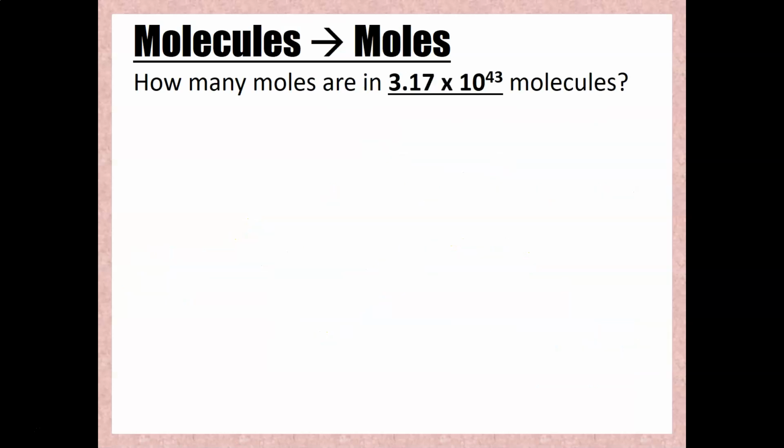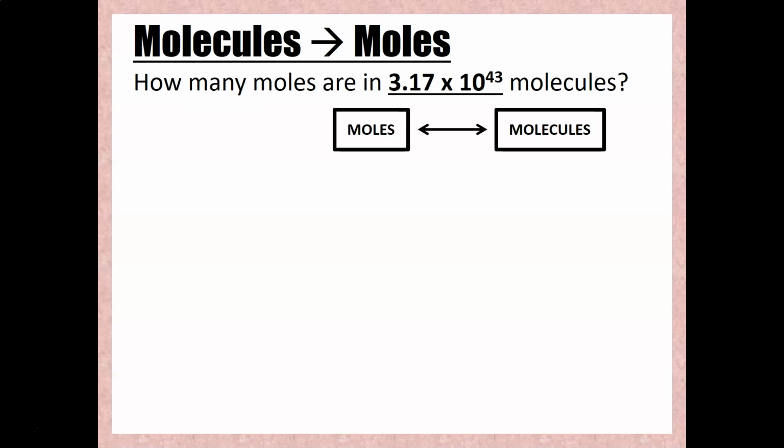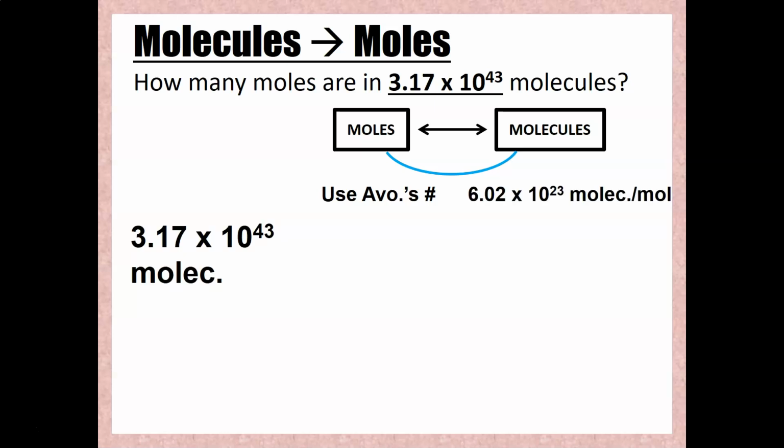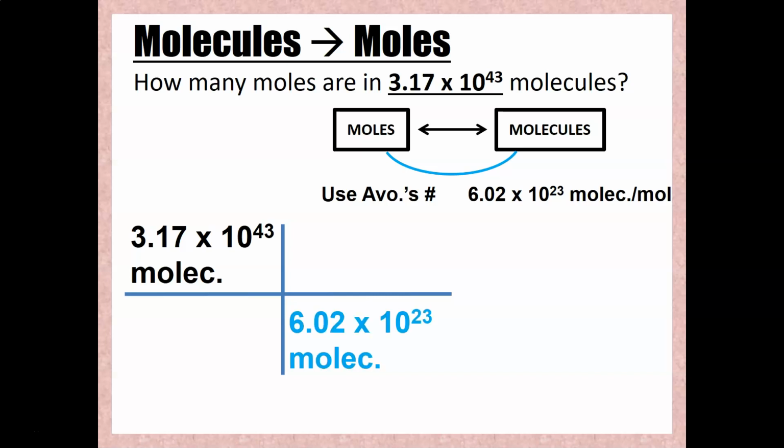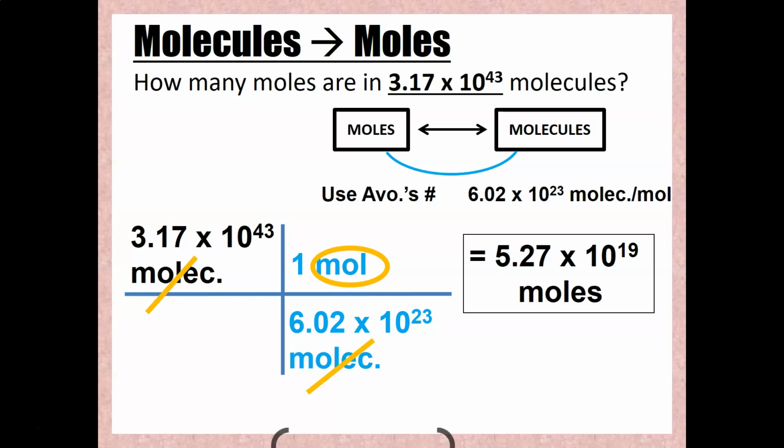Let's go the opposite direction. This time molecules to moles. I'm still going to use Avogadro's number. It's not going to change. I start with my known value. It's okay that it's scientific notation. It doesn't matter. If I want molecules to cancel, I'm going to need to put Avogadro's number on the bottom, and 1 mole will be on the top. Molecules will cancel. I'll be left with moles.